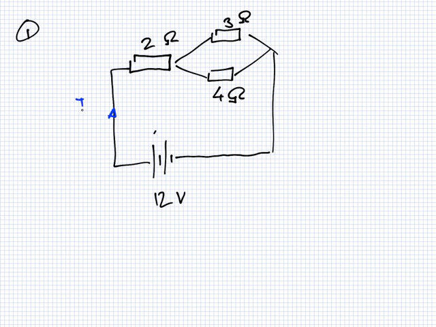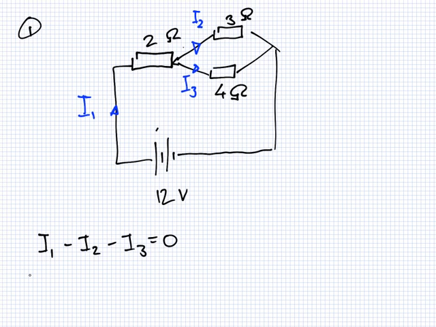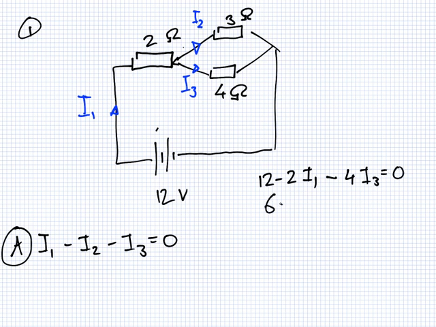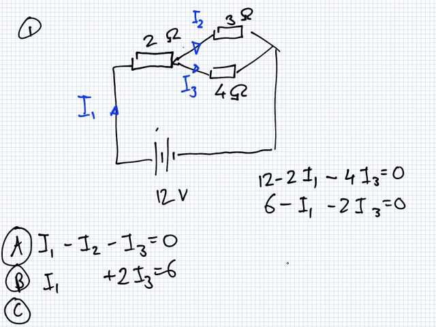Okay, so we'll call this one here I1. So this one here will be I2, and this one here will be I3. So the junction rule here says I1 minus I2 minus I3 equals 0. So that's equation 1. We can make a loop, so I can make a lower loop, we'll call that equation A. So I can say 12 minus 2I1 minus 4I3 equals 0. So I can say 6 minus I1 minus 2I3 equals 0. So I can say I1 plus 2I3 equals 6. That's B.